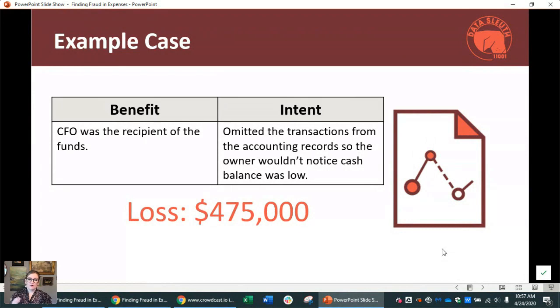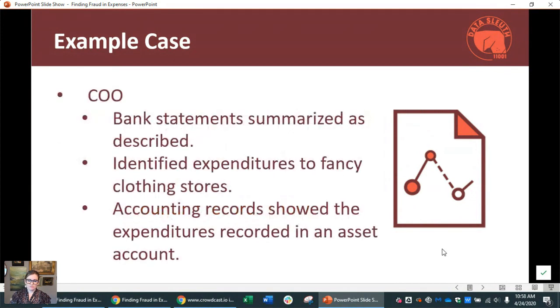But also, it gave us intent by looking at, okay, we can see all these transfers in the bank account, but we're not seeing them. He did not put them in QuickBooks, so he omitted those transactions, which is our evidence that helps our prosecutor get towards intent.